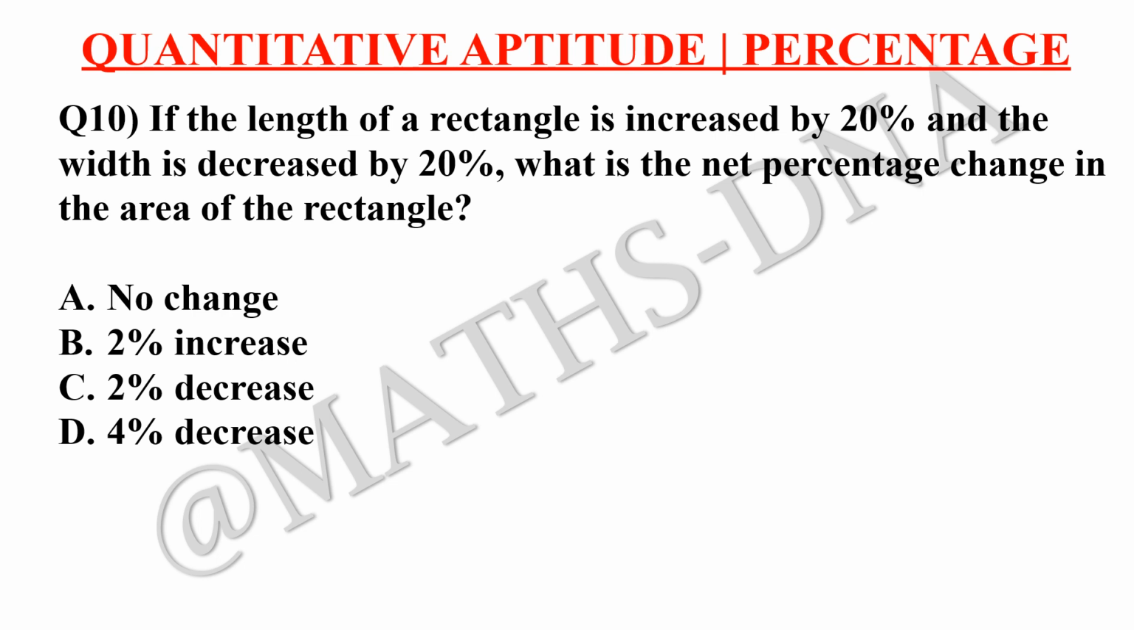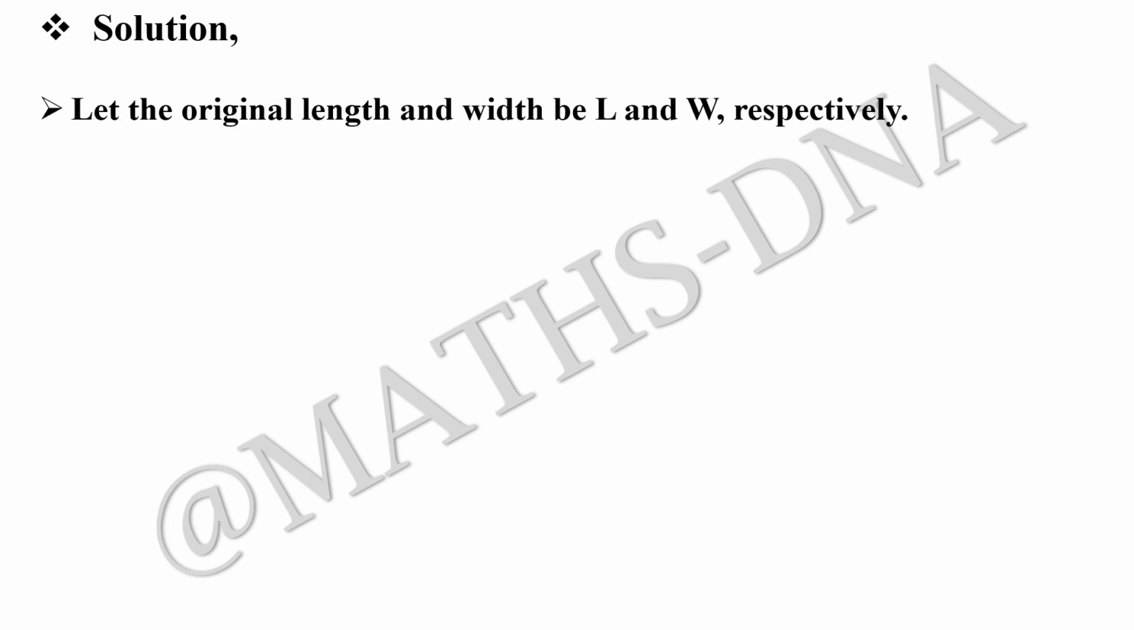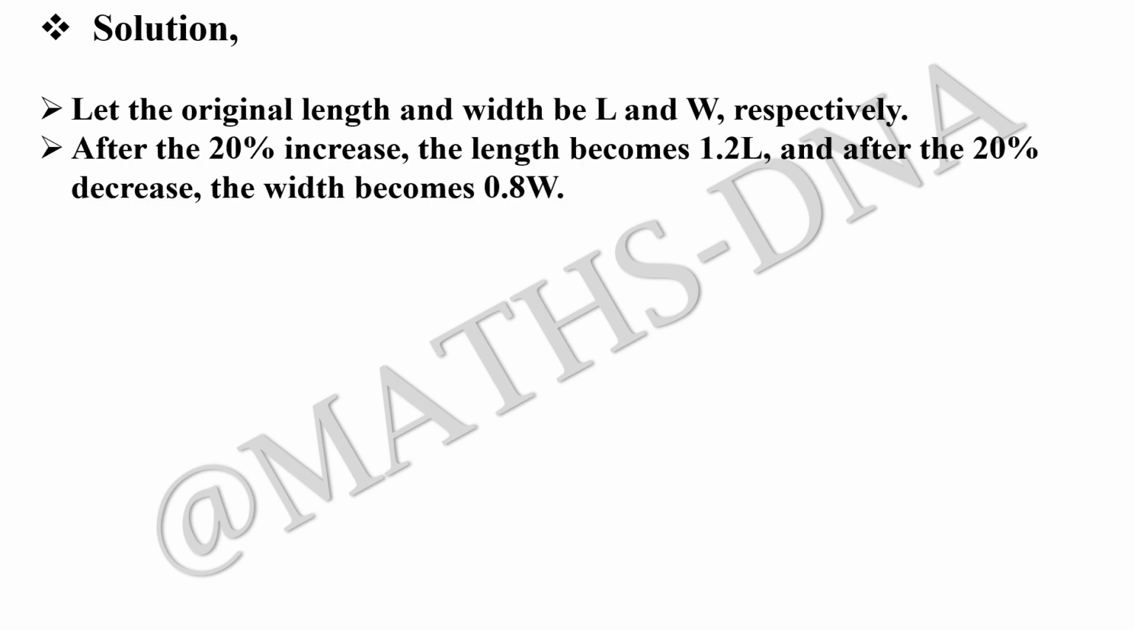So you can't say over there that I don't know how to find the area of a rectangle. No, you need to know how to find the area of a rectangle, circle, square, and the formulas of each and every one of them. Here clearly the length was first increased by 20% and the width was decreased by 20%. So let us take the original length to be L and the original width to be W. After the increase, it will be 1.2L, and after a decrease of 20%, the width will be 0.8W.